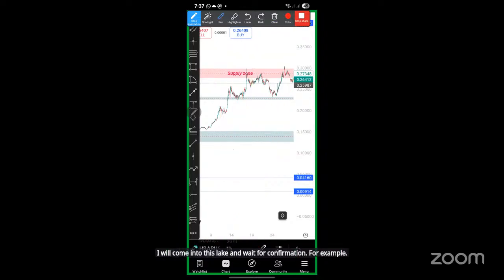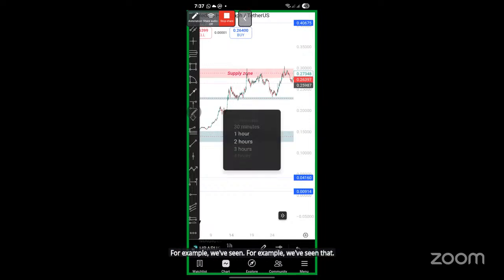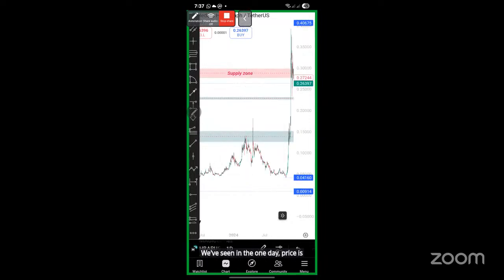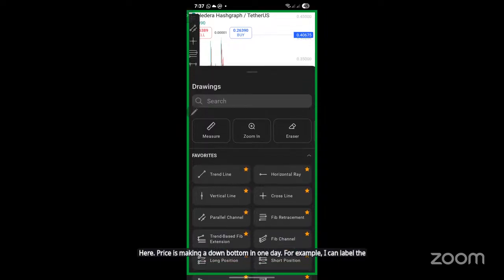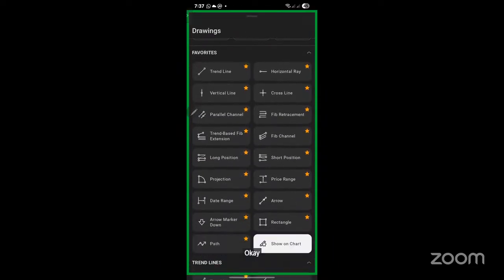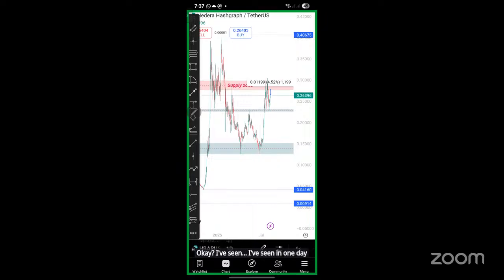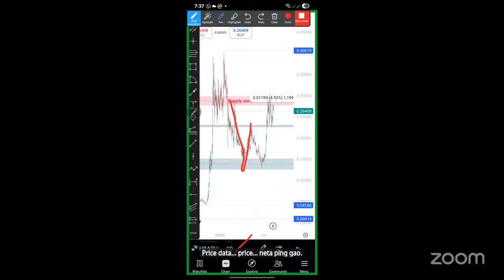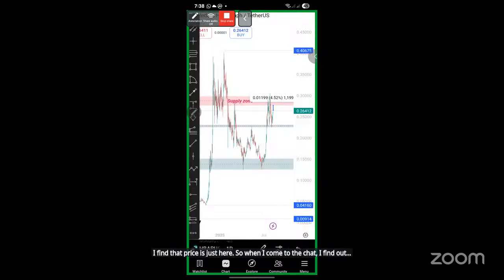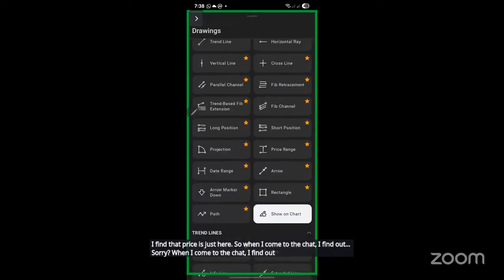For example, we've seen that in the 1 day price is making a double bottom here. Price is making a double bottom in 1 day. For example, I can label the areas where it is making a double bottom. So when I come to the chart, I find that price is just here. Let me label that area.